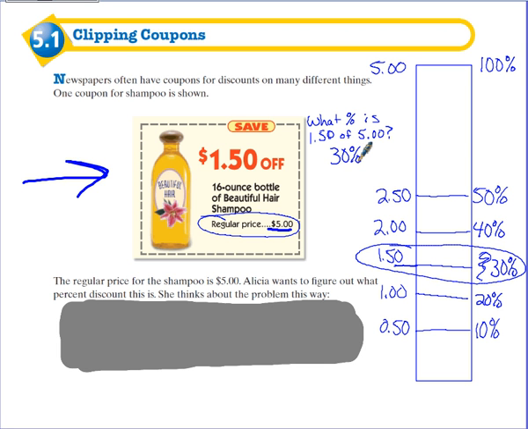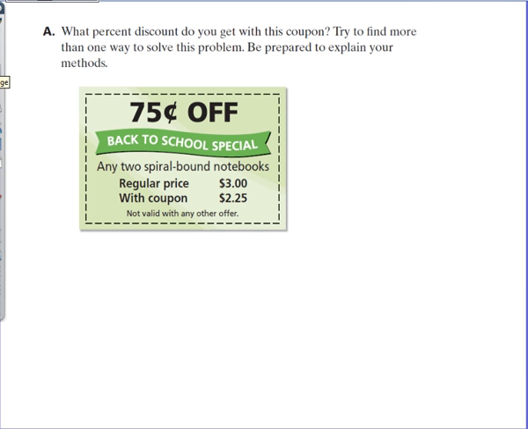Come ready to continue talking about coupons and percent savings in class. Just to give you an idea of what's coming up when we get to class, 75 cents off sale.